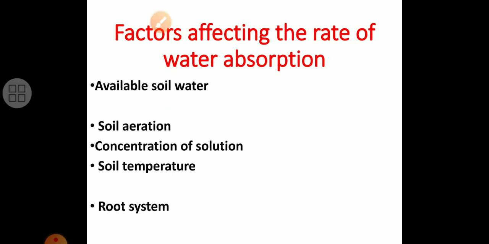My friends, you have to keep in mind the factors affecting the rate of water absorption are available soil water, soil aeration, concentration of solution, soil temperature, and type of root system. Once again I will give you the idea, my friends. The factors which affect the rate of absorption of water are available soil water, soil aeration, concentration of the solution of water present in the soil, soil temperature and root system.